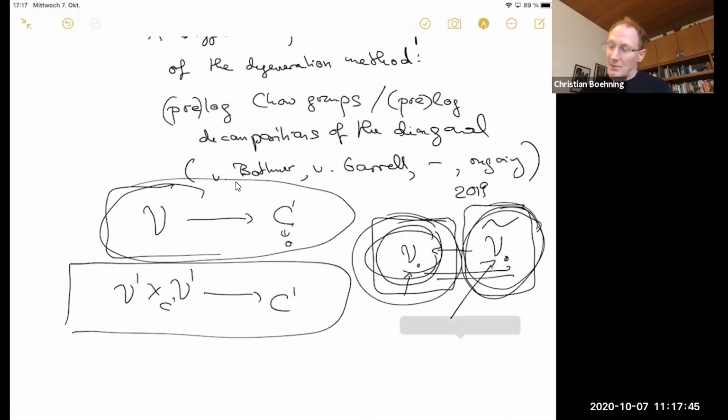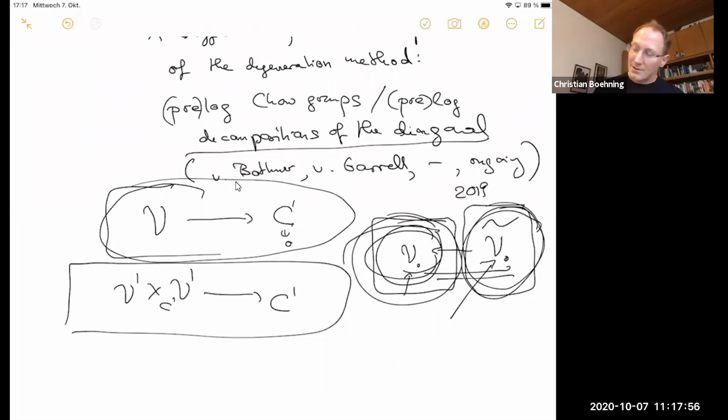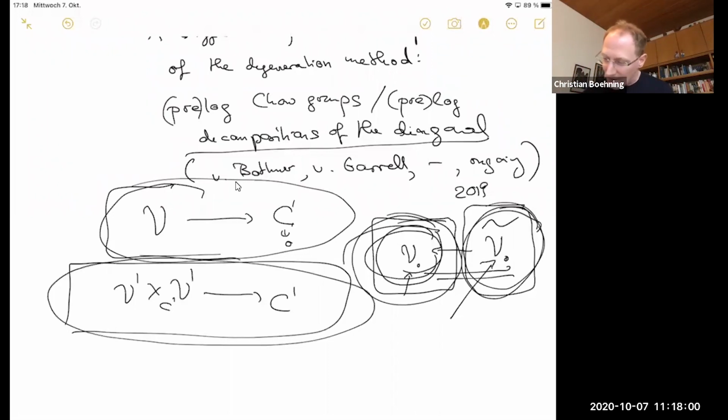But we want to obstruct something that is a souped-up version of the decomposition of the diagonal, some sort of log decomposition of the diagonal, which means I want to obstruct that there exist decompositions of the diagonal on the central fiber that arise as limits of decompositions of the diagonal in the family. So I want to obstruct that there are deformable decompositions of the diagonal on the central fiber.